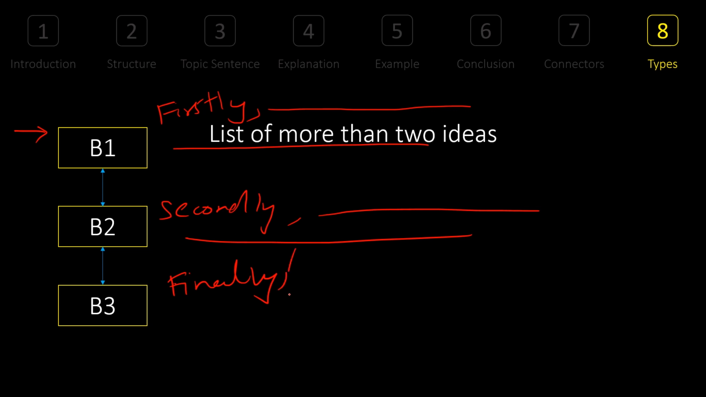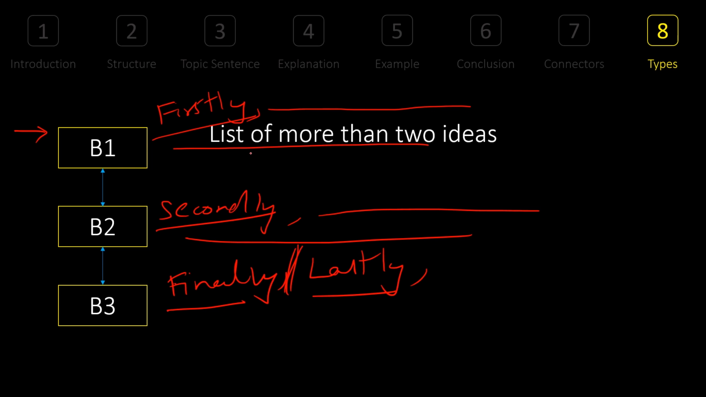Or you could say, for example, "lastly". So the first body paragraph would start with "firstly", the second would start with "secondly", and the last one will start with "finally" or "lastly". I'm not saying here that you'll always have 3 body paragraphs. You can have 4, but in that case you will start with "firstly", "secondly", "thirdly", and "finally".